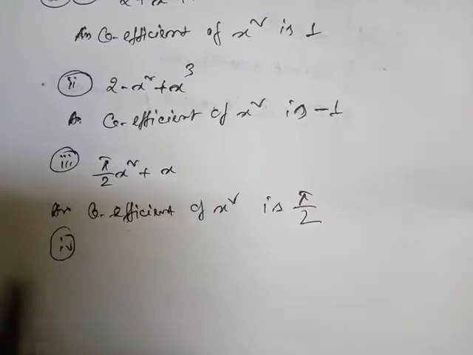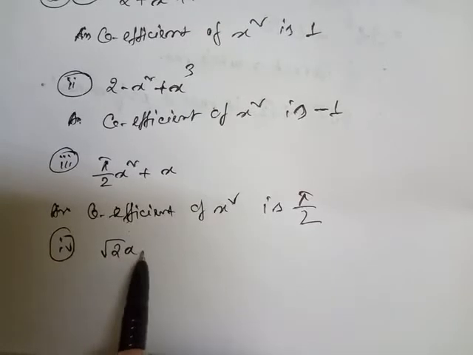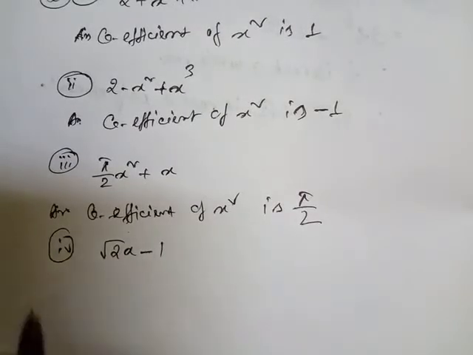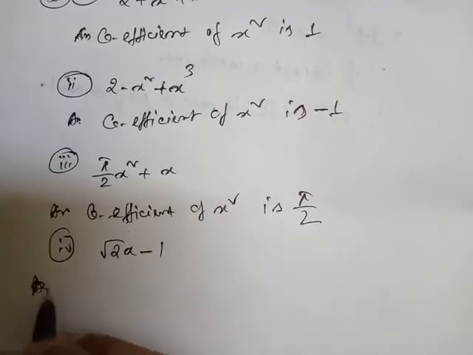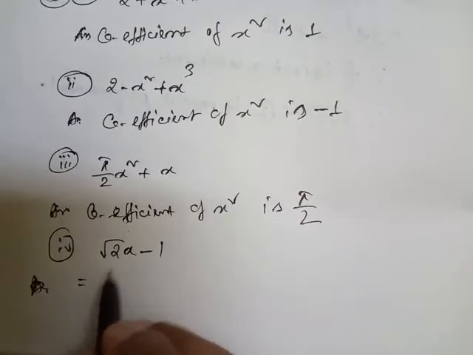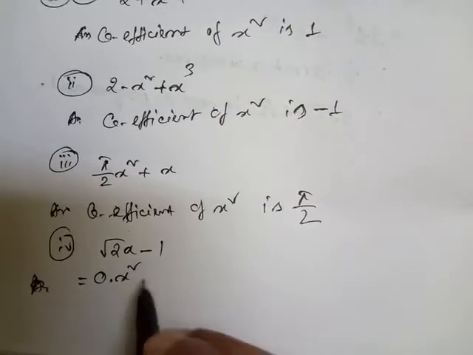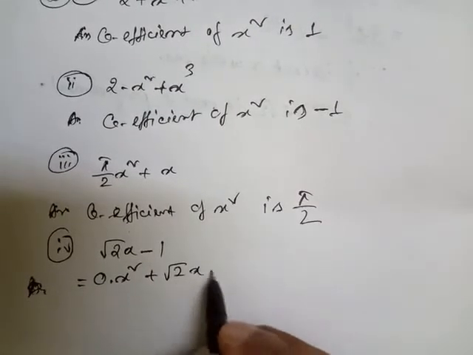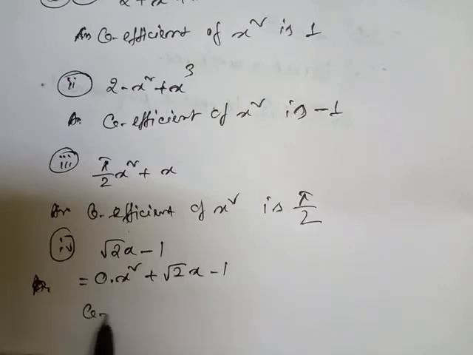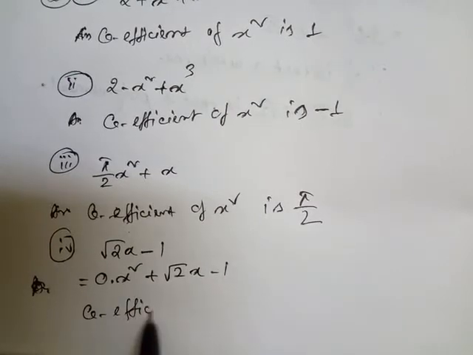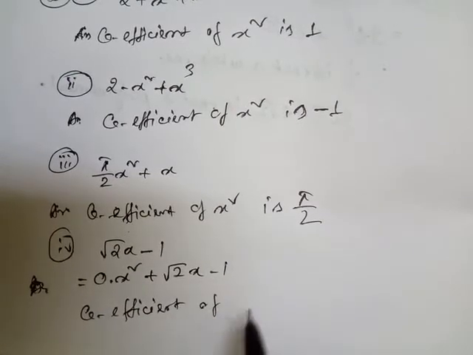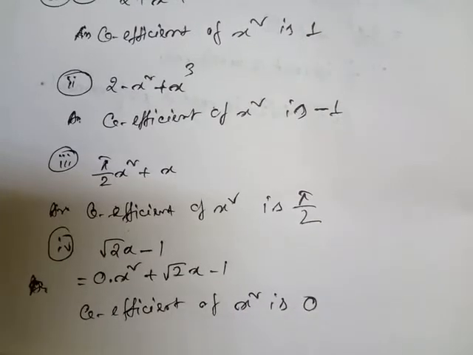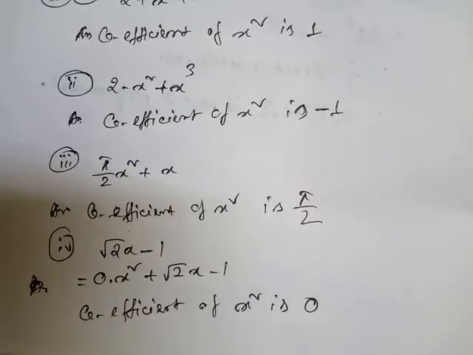Now I am writing here Roman 4, the value given is root 2 x minus 1. Before solving this one I will write here 0 into x square plus root over 2 x minus 1. So the coefficient of x square is 0. This is question number 2 Roman 4.